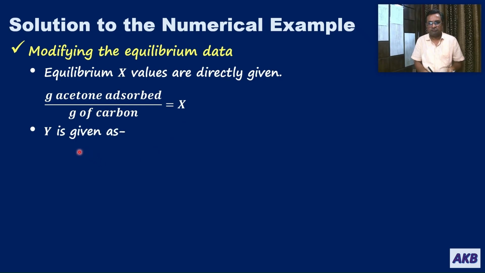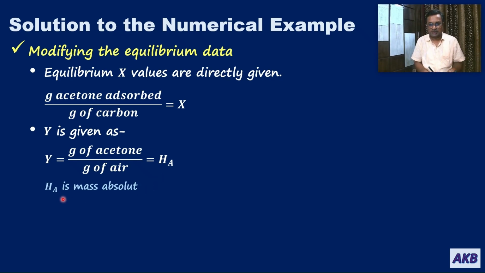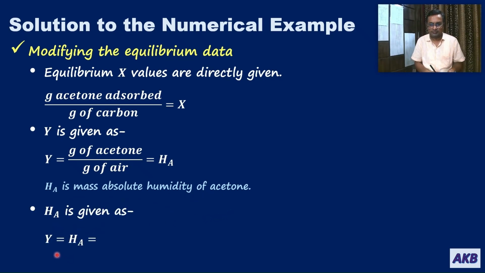Now what we have to do is get Y. What is given to us is partial pressure, so we are going to get Y from partial pressure. Y is defined as gram of acetone per gram of air, and this is nothing but the mass absolute humidity of acetone, HA. Now HA is given by this formula.